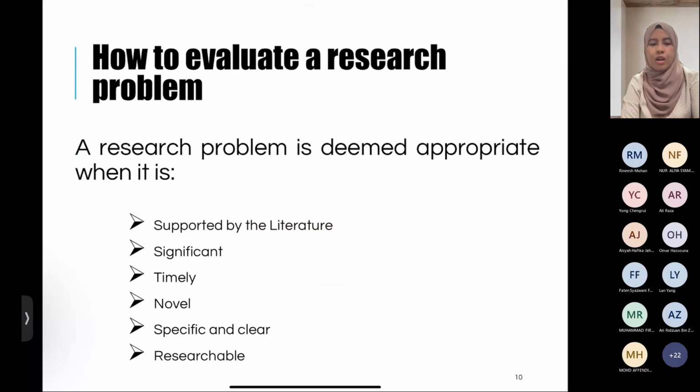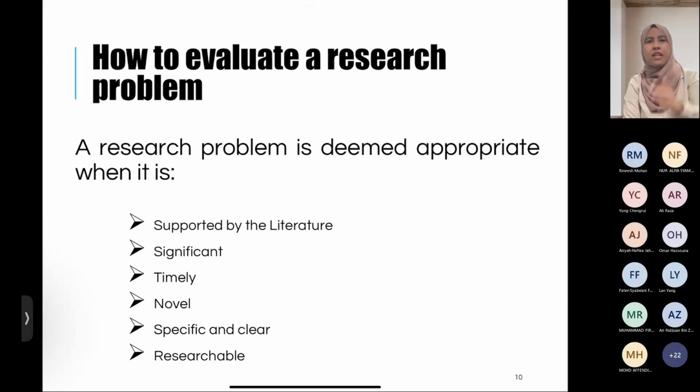Okay. All right. How to evaluate a research problem? A research problem is deemed appropriate when it is supported by literature. Okay, I put that first, or supported by theory actually. So of course you are constructing a new research problem, so there's no specific theory to address that, but somehow, some way, it must fundamentally follow the theory that is available, or you support it with the literature.